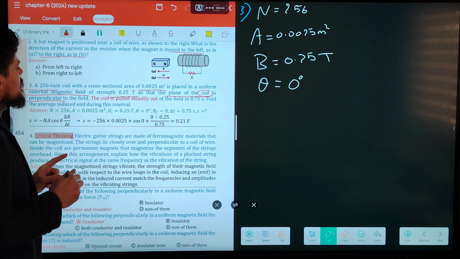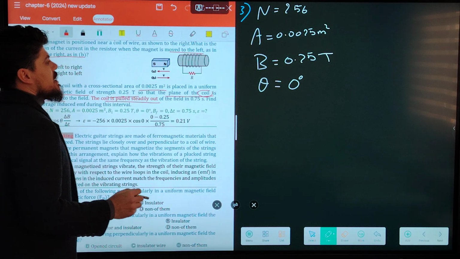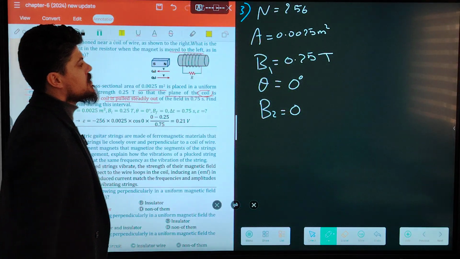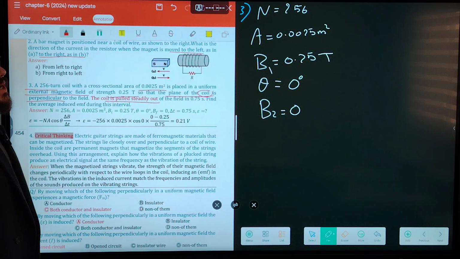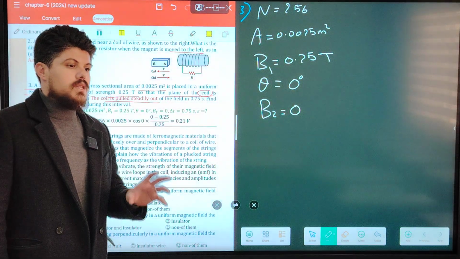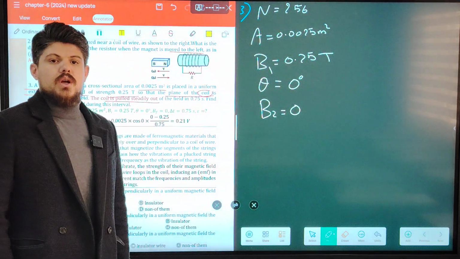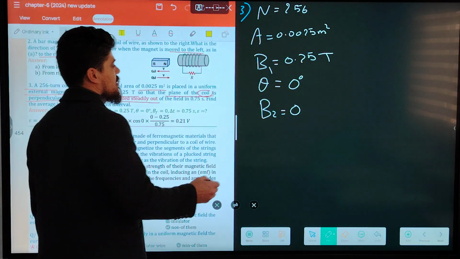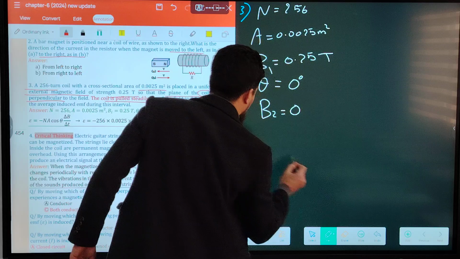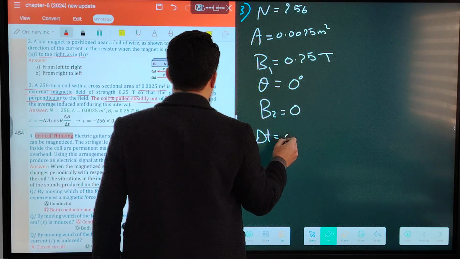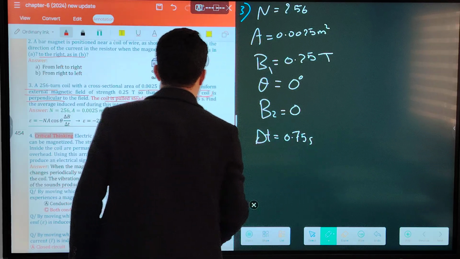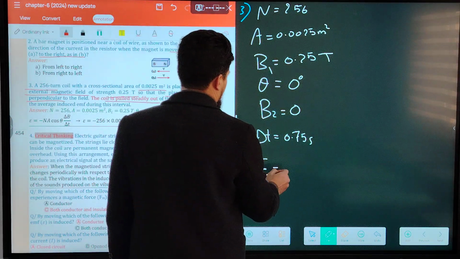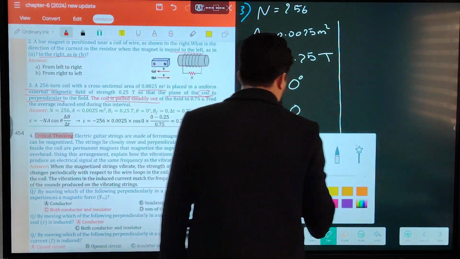So the coil is pulled steadily out. What do we mean by the coil pulled steadily out? It means that B goes to 0, so this one becomes B1. When the coil is pulled steadily out, it is not inside the magnetic field anymore, and B final, B2, becomes 0. In 0.75 seconds, delta T, the time it takes to pull out the coil, find the average induced EMF during this time interval. Guys, look at the question.